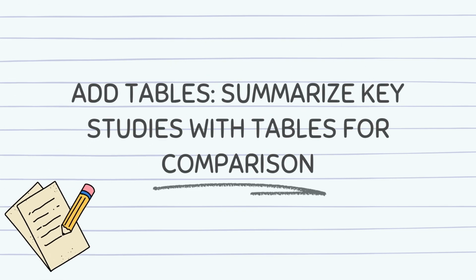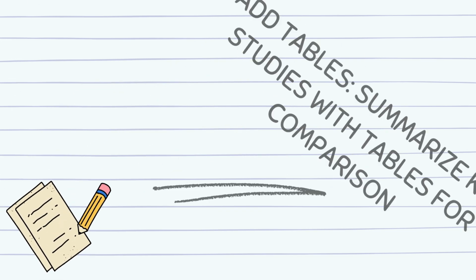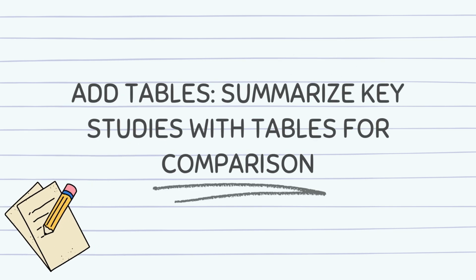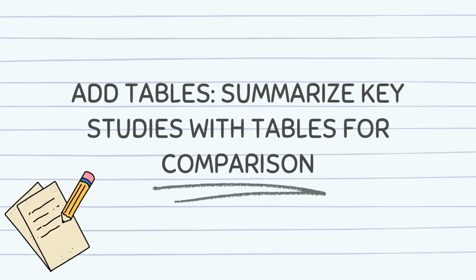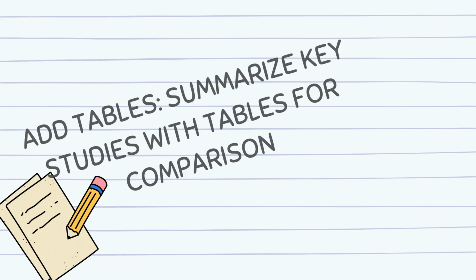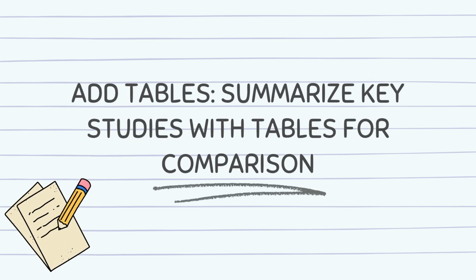Conclusion: enhancing literature reviews with tables. Summarizing key studies with comparison tables is an effective strategy for organizing research in Chapter 2 of a thesis. It improves clarity, enables quick comparisons, and helps identify research gaps. By selecting relevant studies, organizing information into structured tables, and providing a concise analysis, you can create a well-organized, insightful literature review that strengthens the foundation of your research.